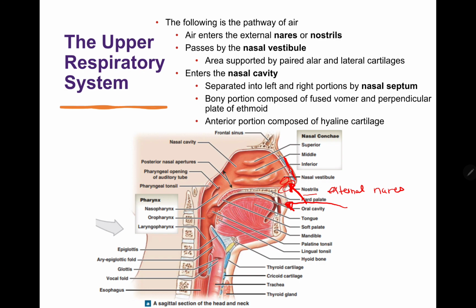It's going to enter that nasal cavity, which is separated into left and right portions by the nasal septum in your nose. So if I can draw it, let's change the color to green. Air goes in, circles, swirls around right here, then it's able to go down like that.